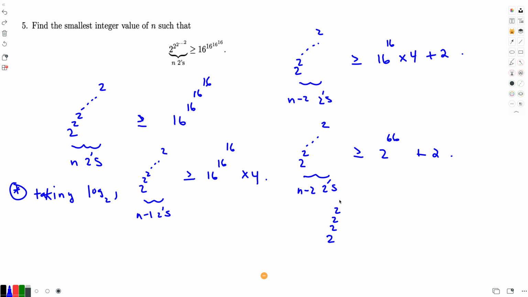Still not enough. But once we get to 5 2's, we have 2 squared, which is 4, and then 16, and then 2 raised to the power 16, which is already a large number on its own, and then we're raising 2 to that very large power. This is obviously going to be much greater than 2 to the 66 plus 2. So now we know that this power tower has n minus 2 2's, and in this case n minus 2 would be 5. So solving for n, we simply get n equals 7. And we are done.